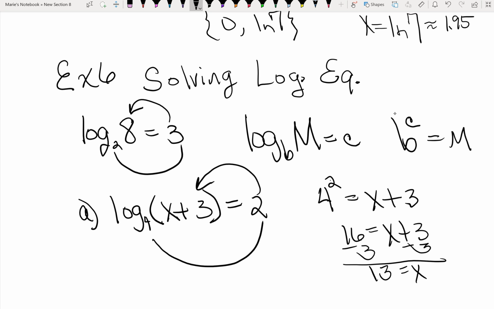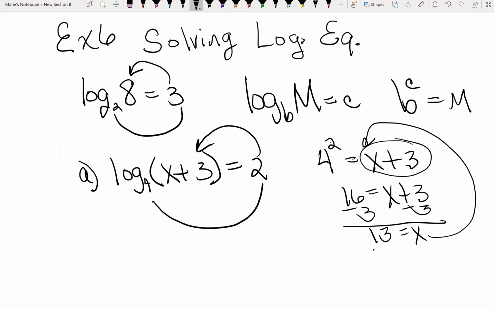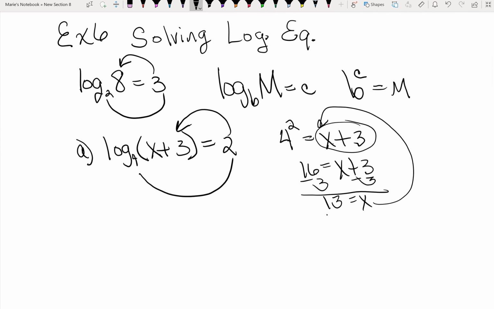You want to check it? Throw the 13 back in here. This is 16. Is it not true that 4 squared is equal to 16? All you're doing is throwing that back in here. All right, that should have been fairly easy to follow, I hope. Any questions, please just chime in. I stopped the video, we could talk.